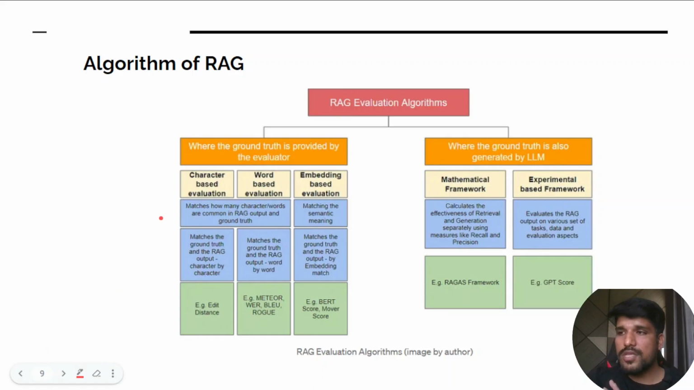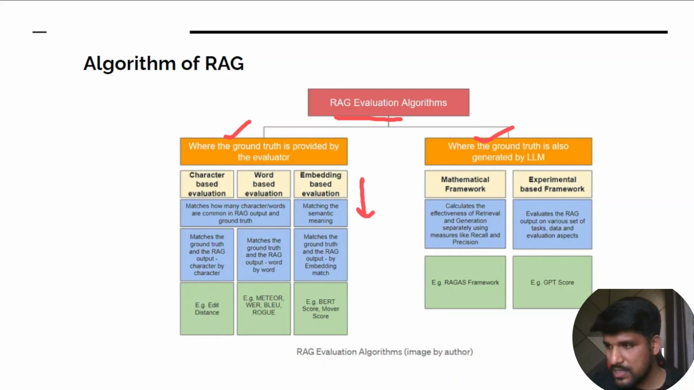Now here is one of the charts, which I copied from a Medium article. If you look at this RAG evaluation algorithm, it is divided into two parts: where the ground truth is provided by the evaluator, and where the ground truth is generated by the LLM. When the ground truth is provided by the evaluator, we follow these methodologies. But if you don't have any ground truth, we can use an LLM, and with the help of the LLM you can do the evaluation as well.